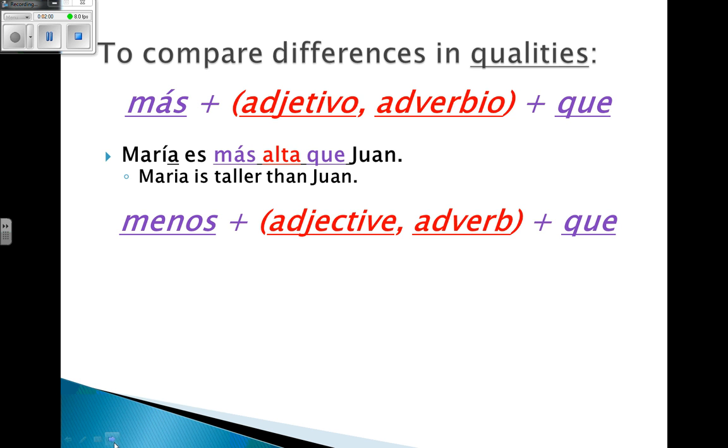When we want to say less than, we'll use menos, an adjective, an adverb, plus que.